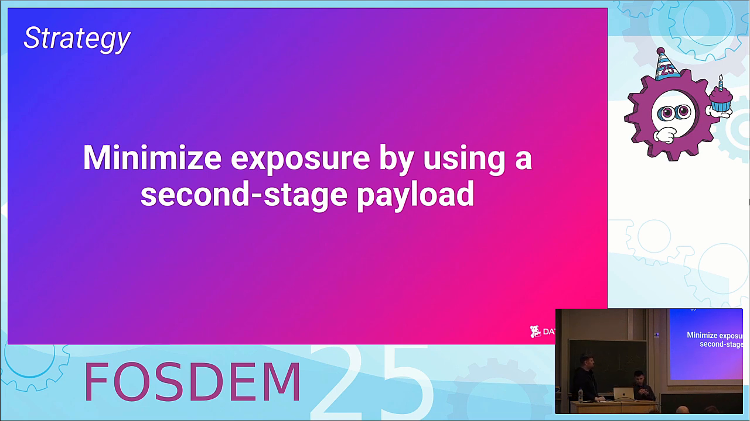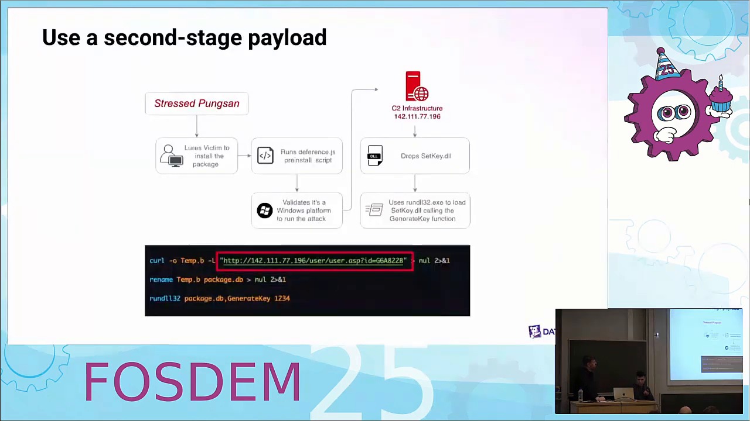And the last strategy we're going to see is minimizing exposure by using a second stage payload. So this is an example of how the second stage payload is used. In case you are not aware, malicious actors are using this thing called a second stage payload, which delivers one small portion, just a downloader of the real stuff.